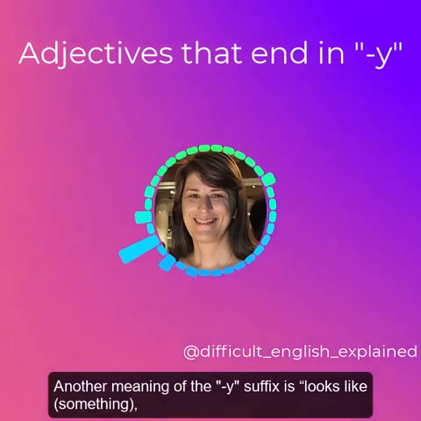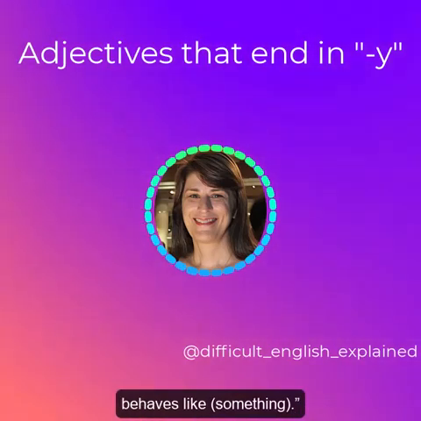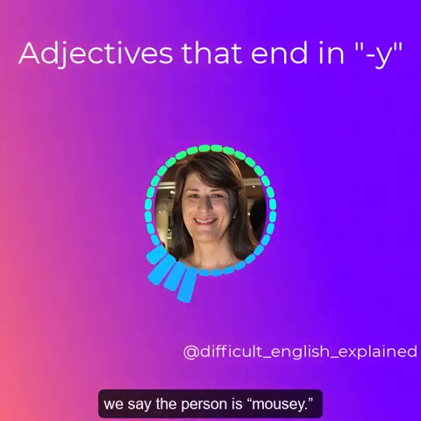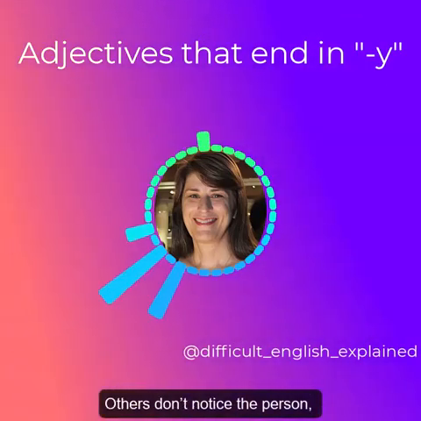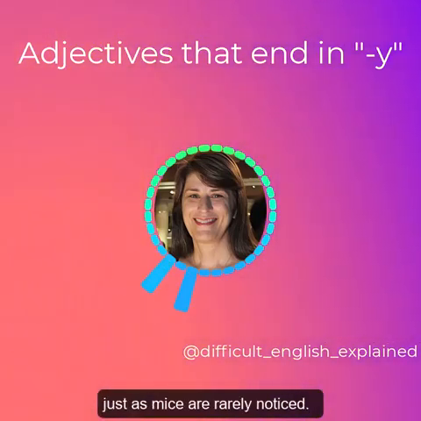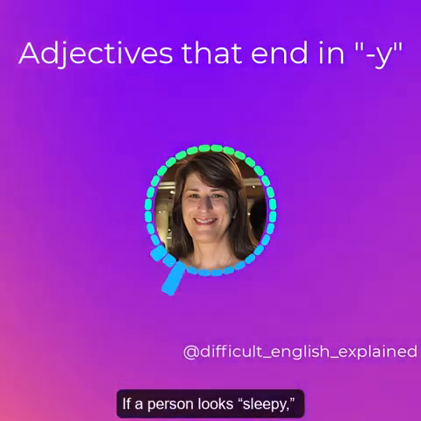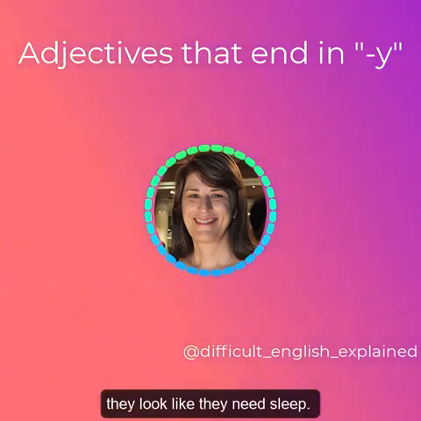Another meaning of the y suffix is looks like something, feels like something, behaves like something. If a person is timid and tends to go unnoticed, we say that the person is mousy. Others don't notice the person, just as mice are rarely noticed. If a person looks sleepy, they look like they need sleep.